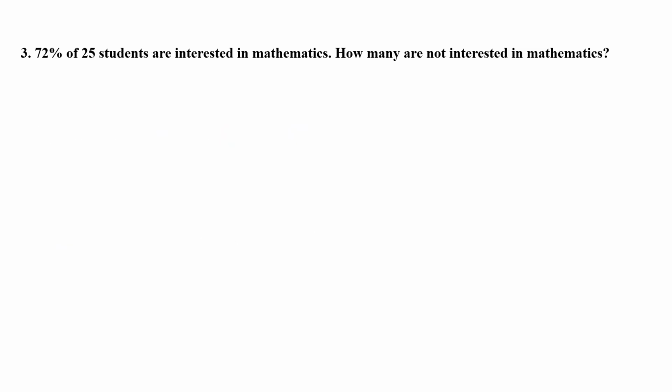Now in the third question, 72% of 25 students are interested in mathematics. How many are not interested in mathematics? Now for this question, there are two methods to solve it. I have used one of the methods and I want you all to comment the second method in the comment box. Clear? So here it is given 72% of 25 students are interested.